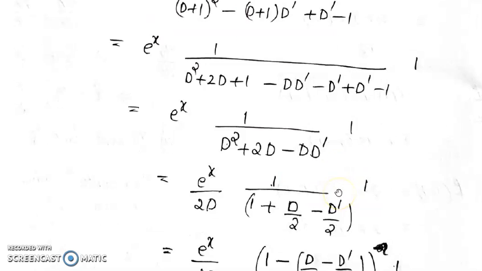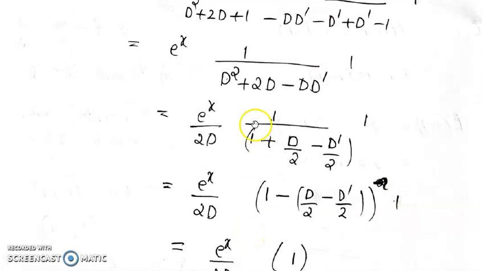Here I'm taking 2D outside, but this is an irreducible term, and all of them are not of the same power. So the highest degree term need not always be taken outside; it is only when all the terms are of the same degree. So here you can take any term you like. So here when I take 2D, I will get a simpler form. So you will get 2D into 1 plus D by 2 minus D dash by 2.